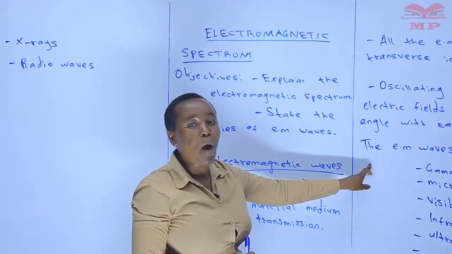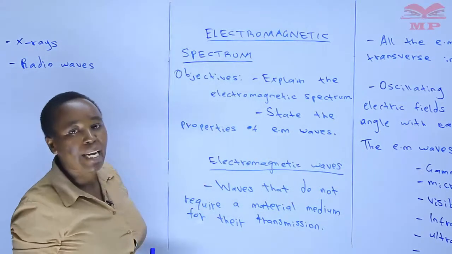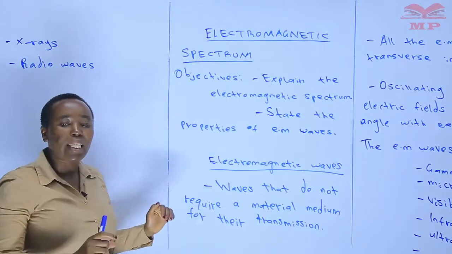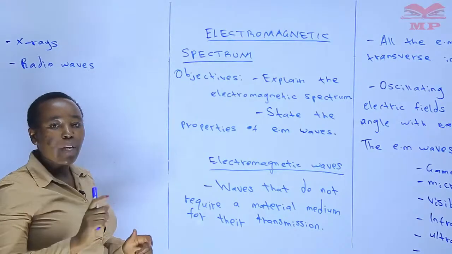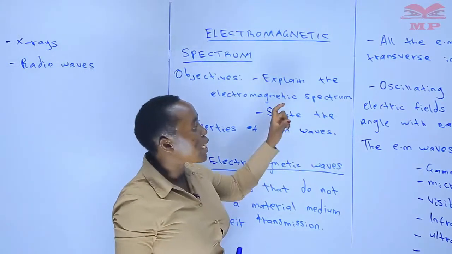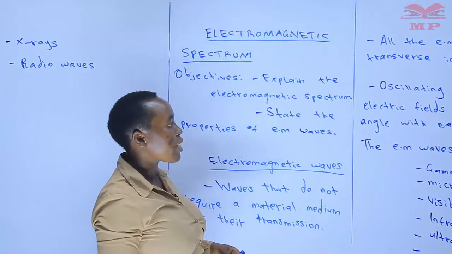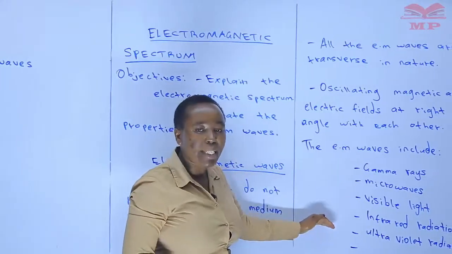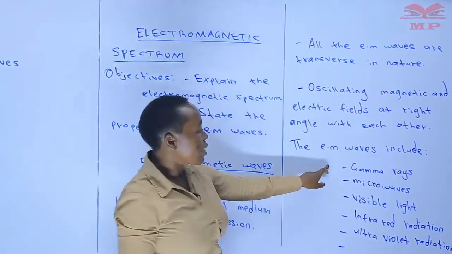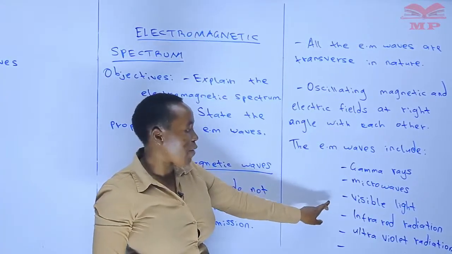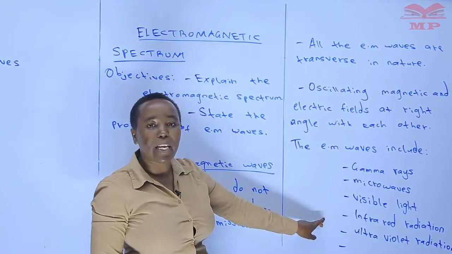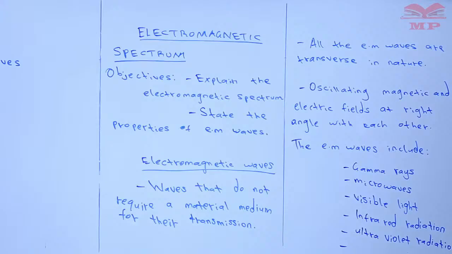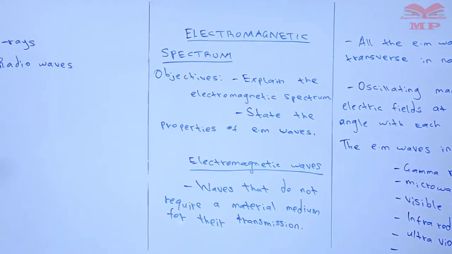Remember where we have come from? We want to define an electromagnetic spectrum. And we have started by asking ourselves, what are these electromagnetic waves? These are waves that are produced by oscillating magnetic and electric fields at right angle with each other. And we have the list: the gamma rays, the microwaves, the visible light, the infrared radiation, ultraviolet radiation, the X-rays, and the radio waves.